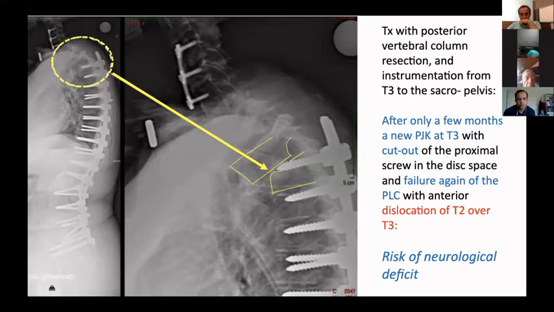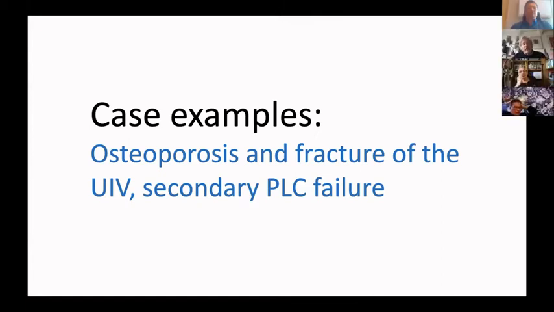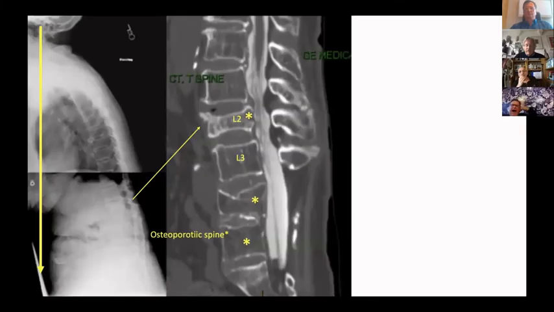I will come back to this. Here is a patient with osteoporosis, another case, and fracture of the uppermost instrumented vertebra with a secondary PLC failure. So this is the inverse of what I showed you before. Here first the bony problem, and then the secondary problem is the problem of the posterior ligament complex.